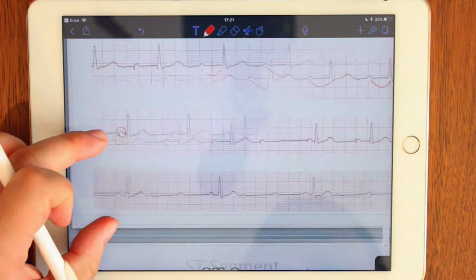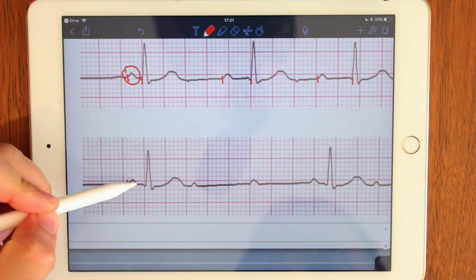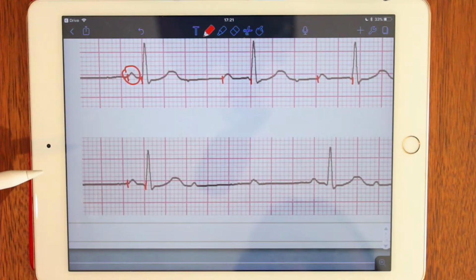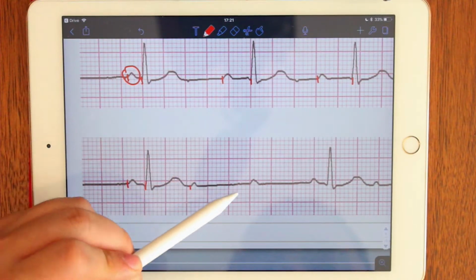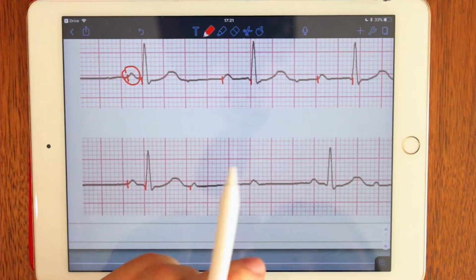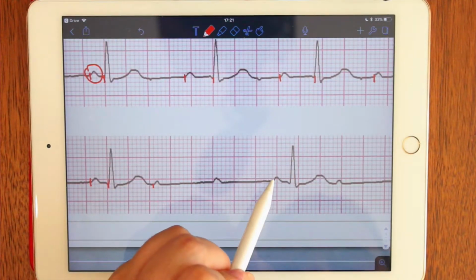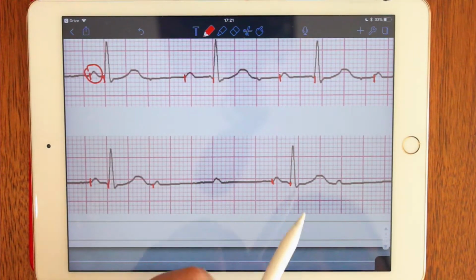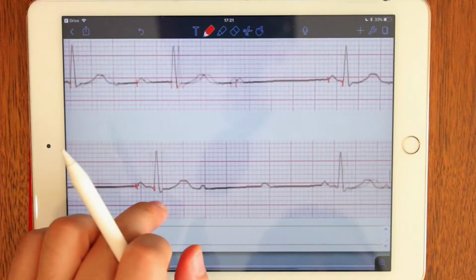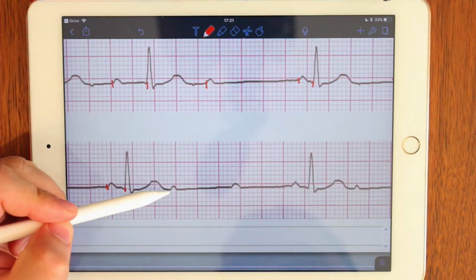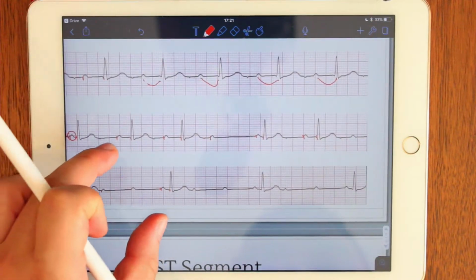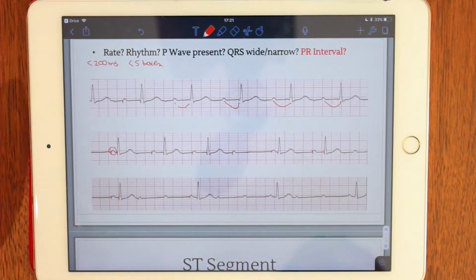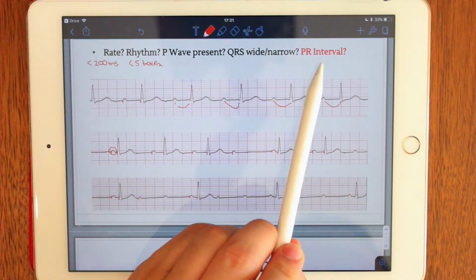And then finally, sometimes you'll see a variable PR interval. That looks normal, about 4 small boxes. And then you have a P wave with no QRS, a P wave with no QRS, and then a P wave that's about 200 milliseconds away from the QRS. And then a P wave with no QRS and a P wave with no QRS. So when identifying the PR interval, it's very important to look at multiple P waves and multiple QRSs to make your assessment of the PR interval.